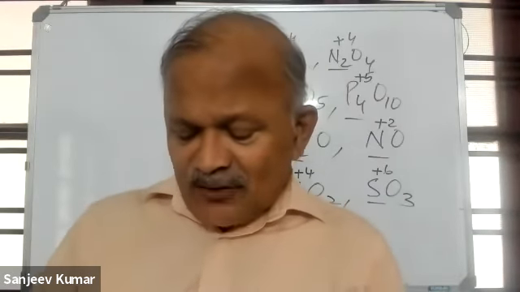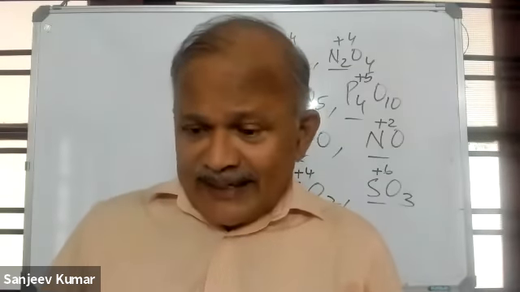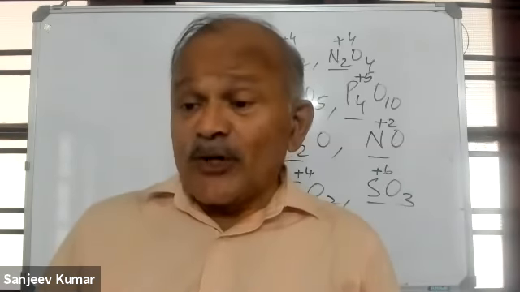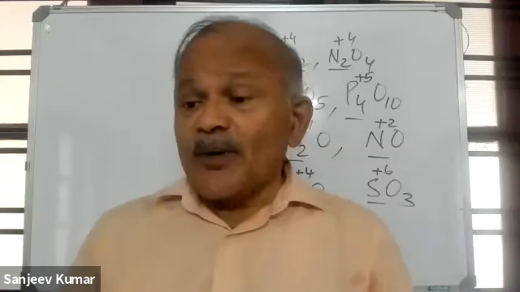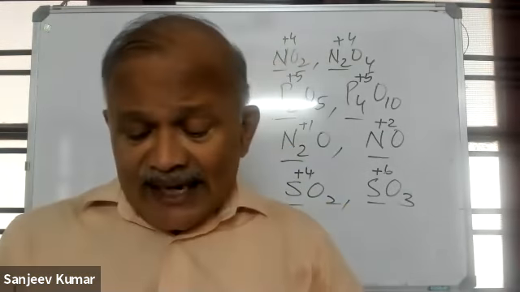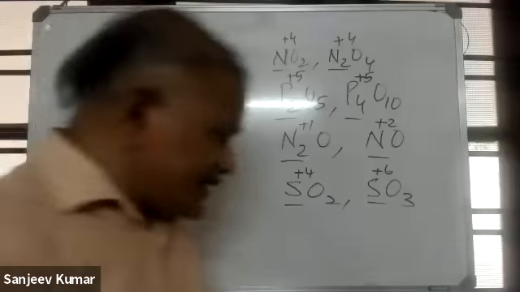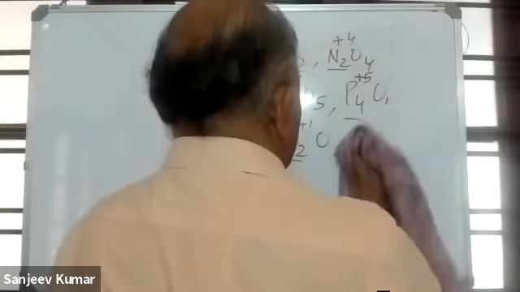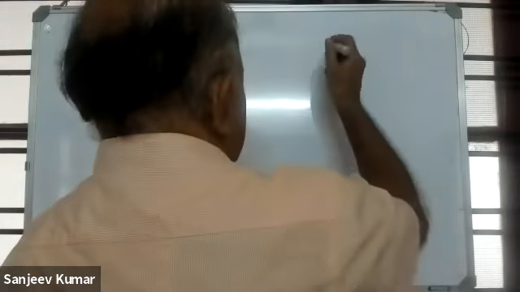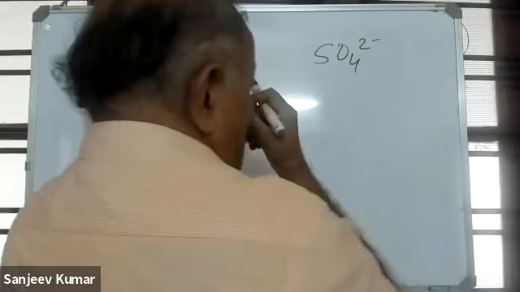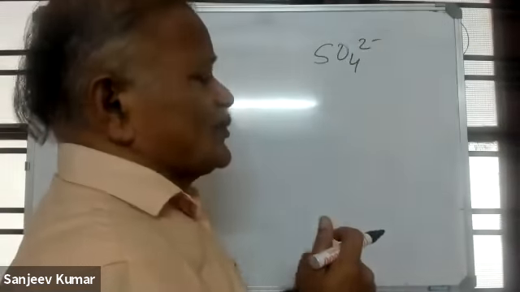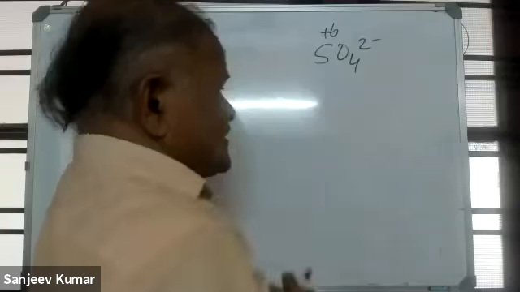The oxidation state of sulfur in the anions SO3 2 minus, sulfate ion SO4 2 minus, S2O4 2 minus, and S2O6 2 minus follow the order. You have to assign the oxidation number of sulfur in each of these. In SO4 2 minus, if sulfur has oxidation number x, then x plus 4 into minus 2, minus 8, is equal to minus 2. That means sulfur is in the plus 6 oxidation state.